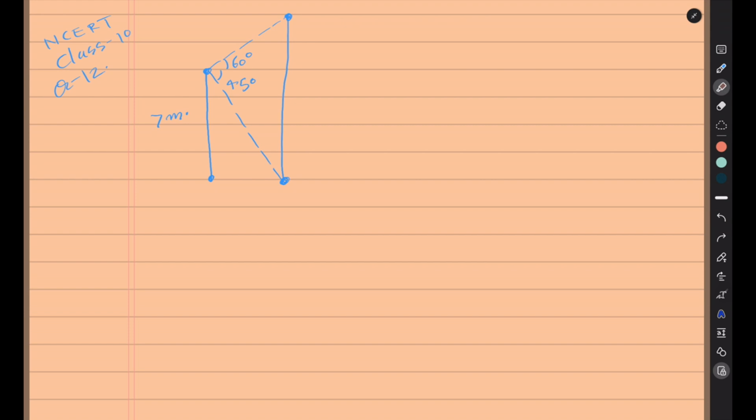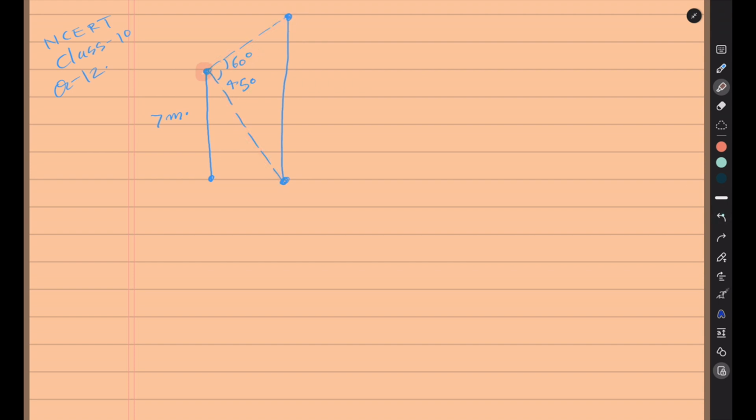Now the question is to determine the height of the tower. So this question is very small. So I will read again. From the top of a 7-meter high building, the angle of elevation of the top of the cable tower is 60 degree, and the angle of depression of its foot is 45 degree. Then determine the height of the cable tower.